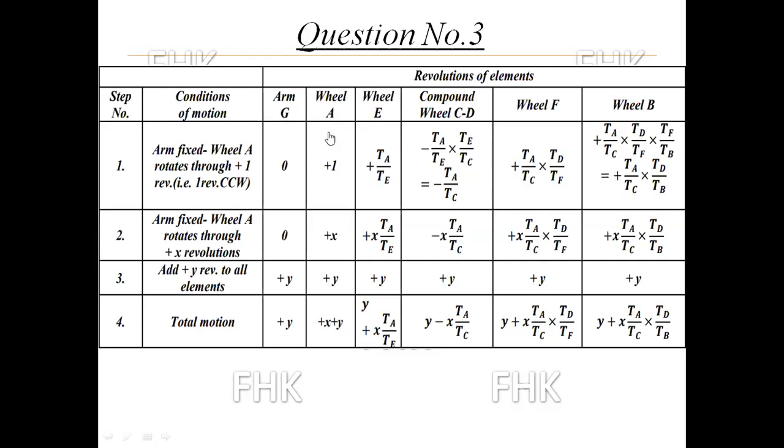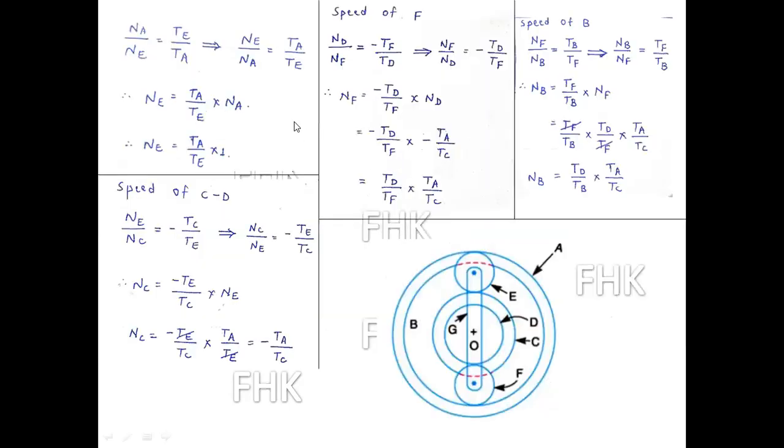I am giving one revolution to wheel A, so this will become plus 1 here as counterclockwise direction, and sign indication for counterclockwise direction is plus. So speed of E, which is meshing with wheel A. So what is the speed of E? That is TA upon TE. How? I will show here by simplifying. That you have to simplify on your rough side in examination. NA upon NE.